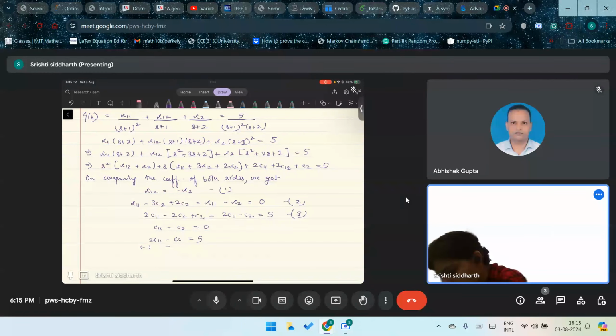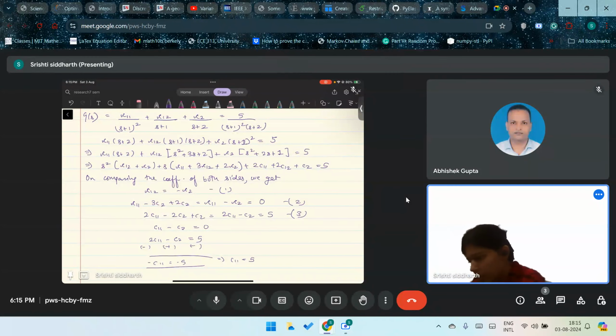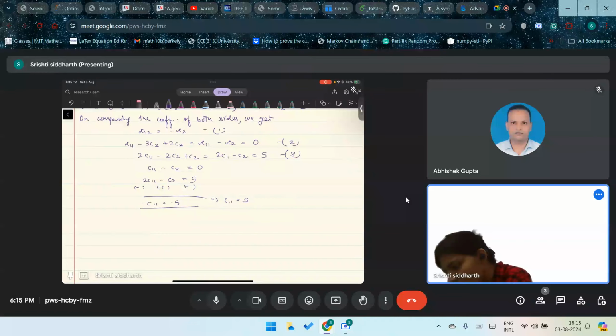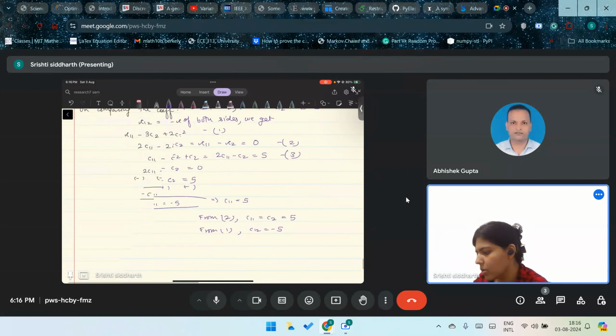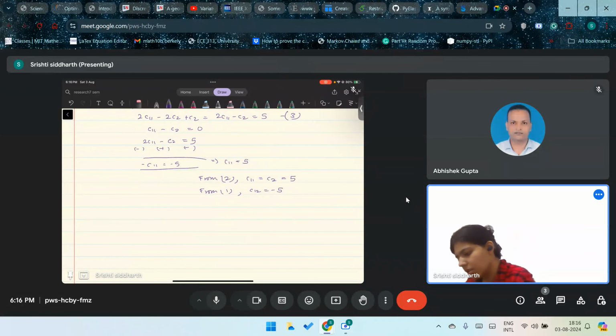So let's subtract them. And if this is true, then you have C11 equals C2 equals 5. And from the first equation, we have C12 equals minus 5. Okay. So we have the coefficients.